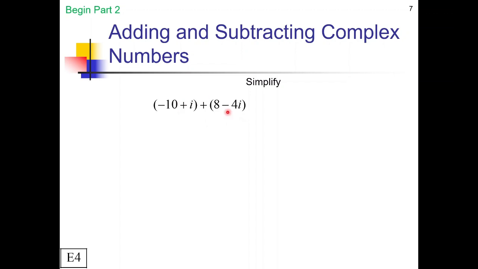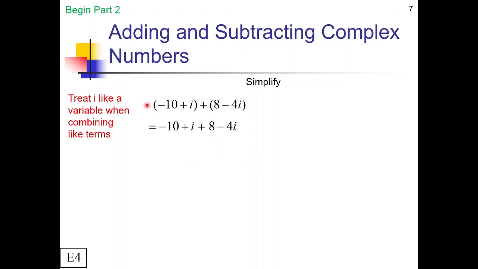So if these were x's, I would just get rid of these parentheses. So negative 10 plus i, and this is just a plus invisible 1 being distributed, so this is just plus 8 minus 4i. And then I would combine like terms. Now when you are combining like terms, you can treat i like a variable when you're combining those. So again, it behaves just like an x in this situation.